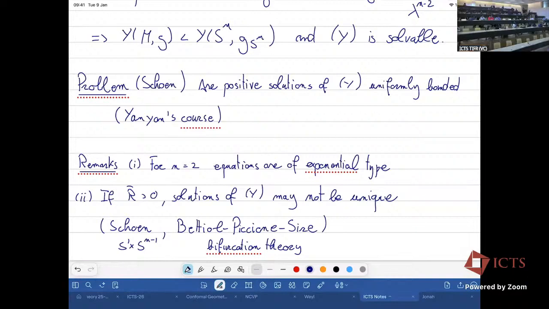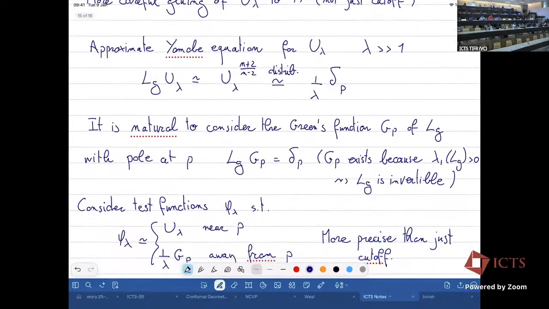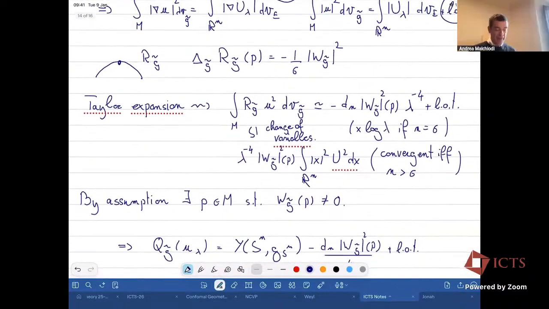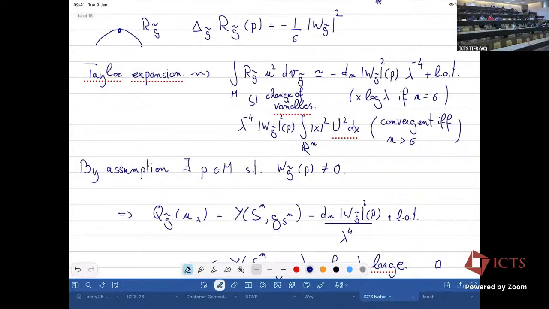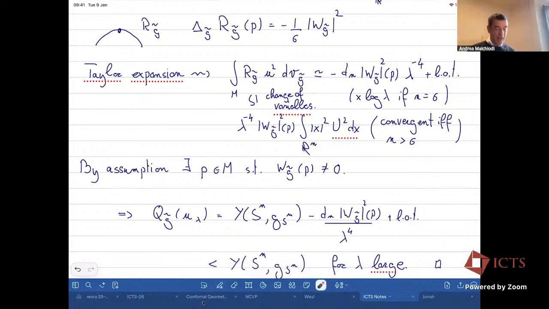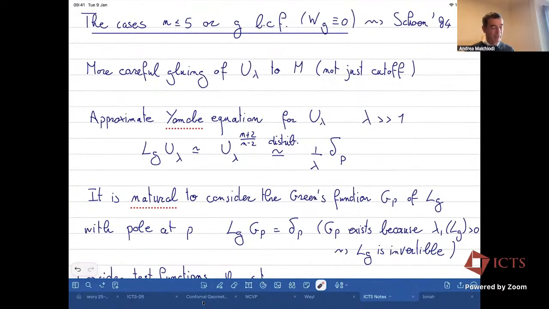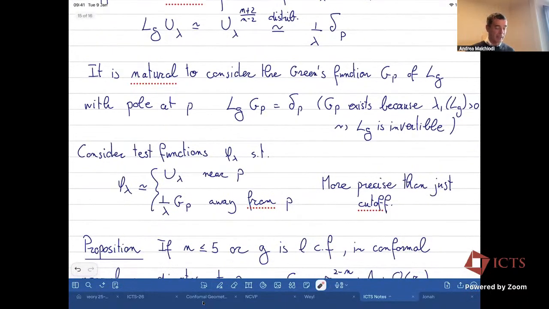Hi, sir. Sir, in the application part, in the Taylor expansion, you wrote the integration will converge for dimension n greater than or equal to 6. Exactly, yes. But what about lower dimension? Yeah, in lower dimension, in fact, this approach doesn't work, and you need to use this approach by Ricci. So you need to be more precise.